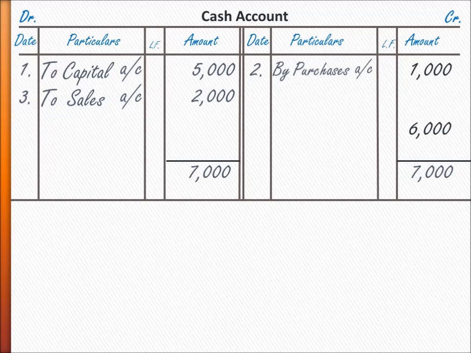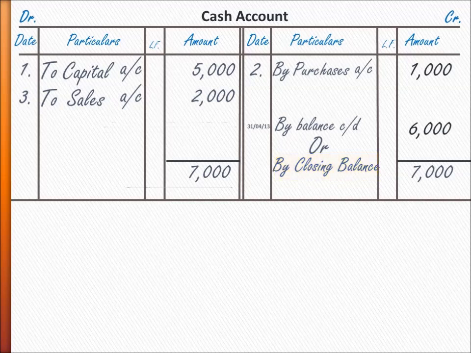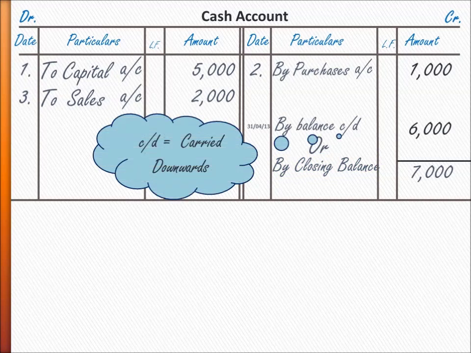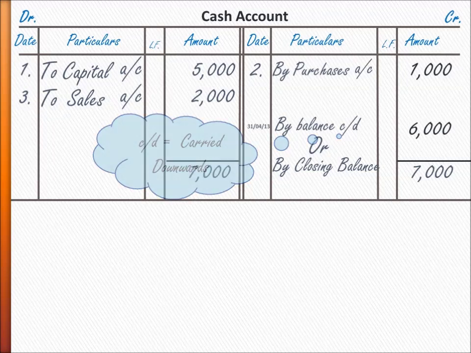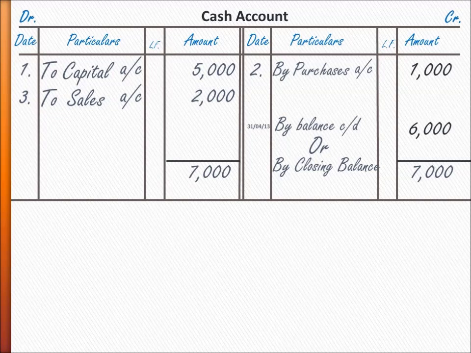And this process is always done at the time of closing. So we are going to assume that today it is 31st March 2013. So write down 31st March 2013 in the date column, and in the particulars column write down 'By balance c/d', or you can write down 'by closing balance'. By balance c/d means by balance carried down, or you can write down by closing balance, whatever you like, or you should follow your class teacher. So this is called the closing balance of rupees 6000.